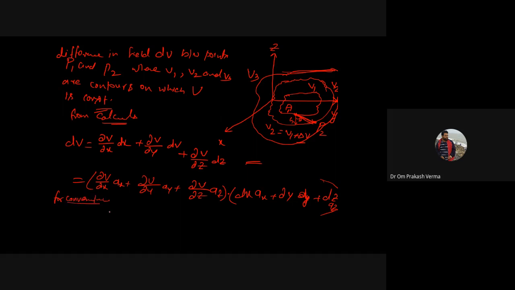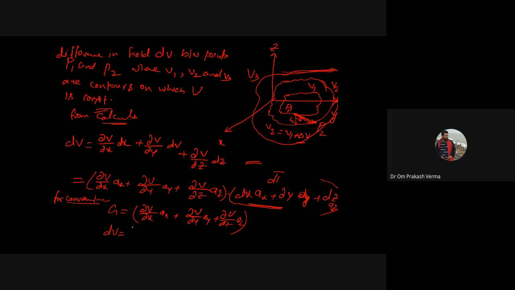So for convenience, let's say G is nothing but del V by del x ax plus del V by del y ay plus del V by del z az. So this dV now becomes G dotted with dl. It is the dl vector. Yes or no?